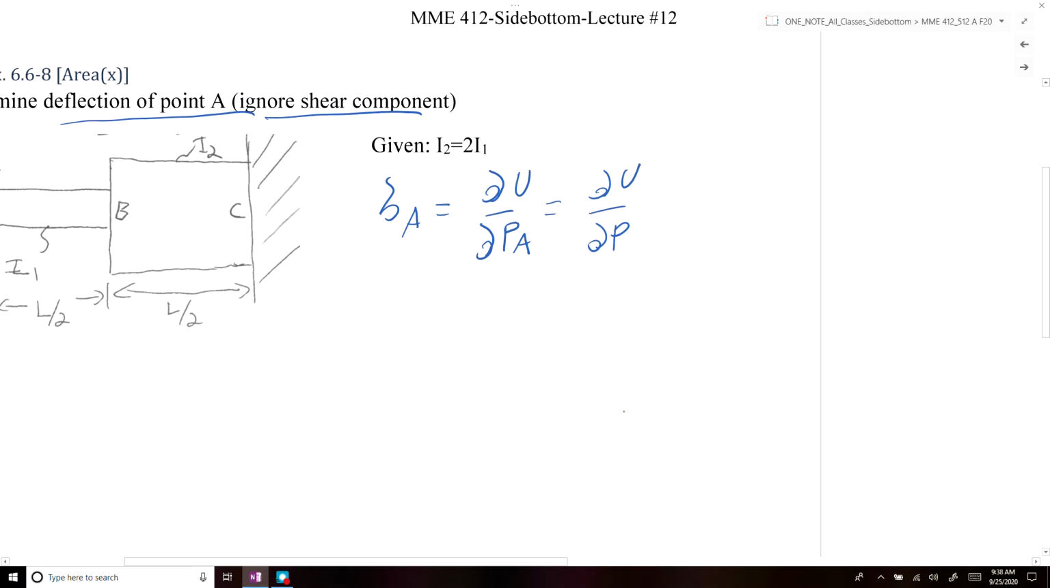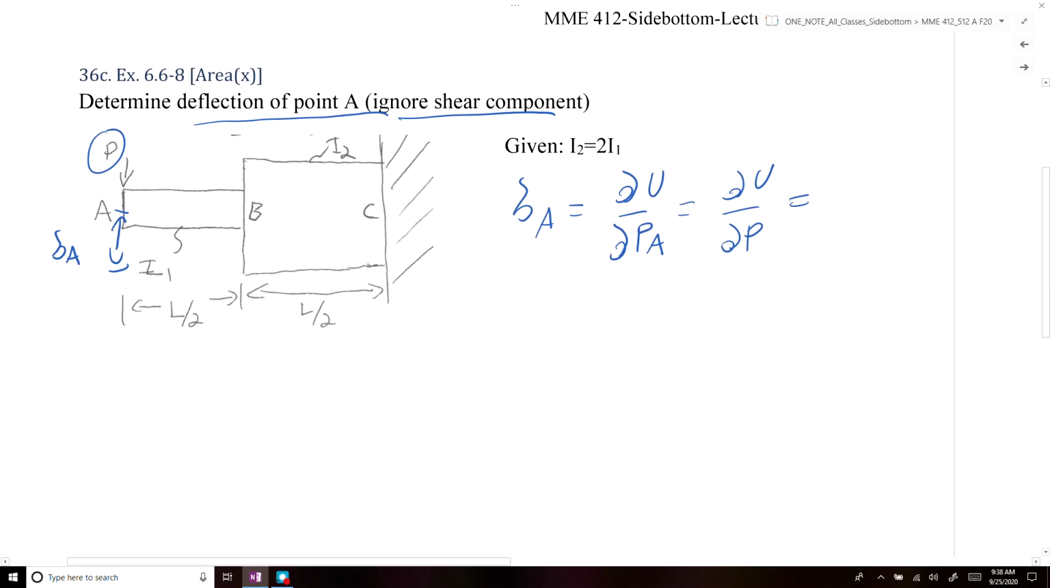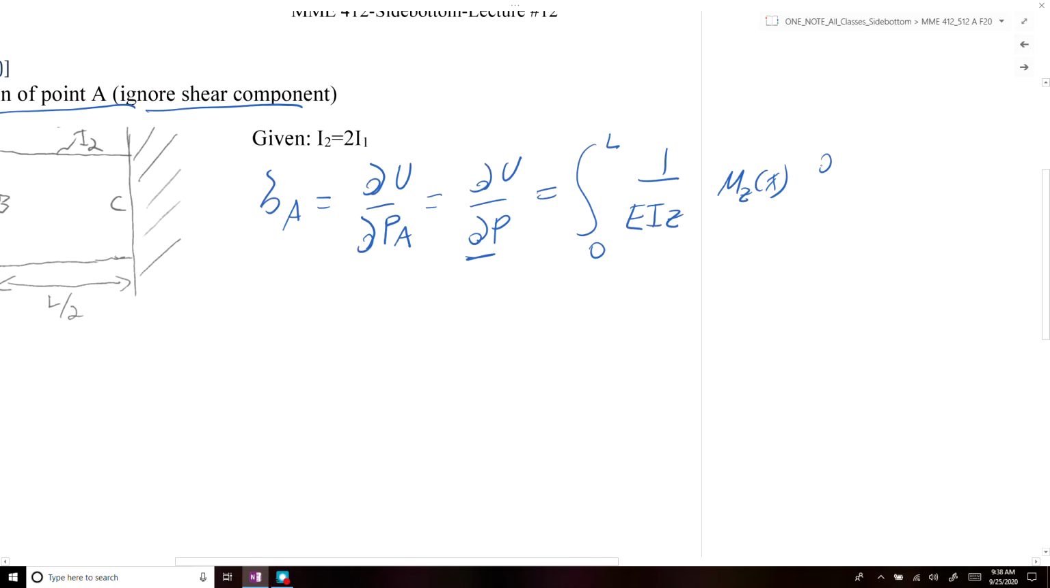Now we know that for cases where we have transverse loading like this and just bending, we can use the simplified Castigliano's method, which says that this derivative is equal to the integral from 0 to L of 1 over E Iz, Mz of x, times the derivative of Mz of x with respect to P, and we're going to integrate along the beam from 0 to L. So that's our main equation.